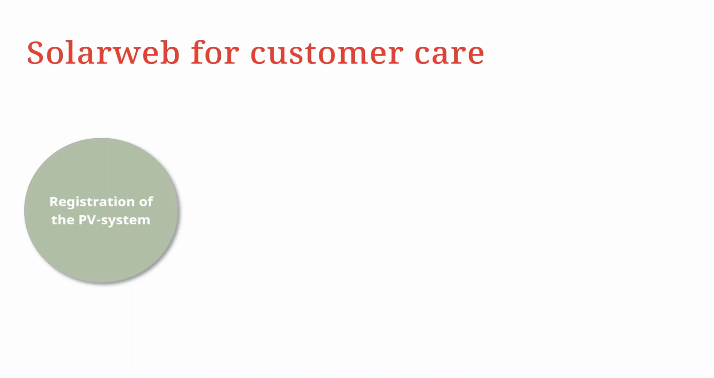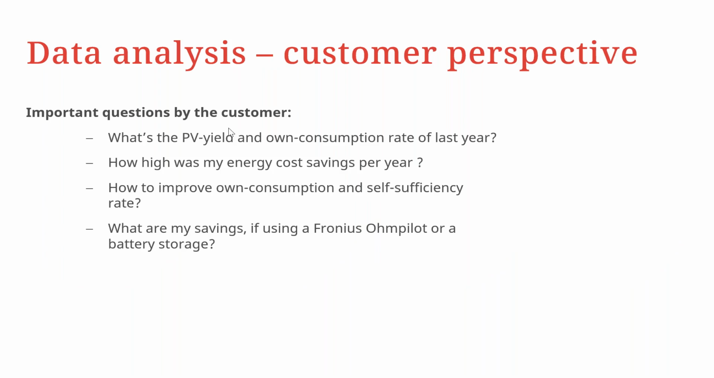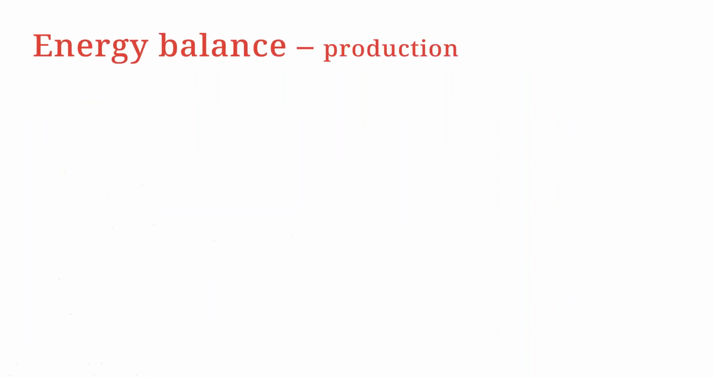The data analysis. The system extension when making use of analysis. So from the customer's perspective, important questions by the customers themselves. What's the PV yield and own consumption rate of last year? How high was energy cost savings per year, for example? And then also how to improve consumption and self-sufficiency rates. What are my savings if using a Fronius Ohmpilot or battery storage in the system? So how can you as the customer benefit, for example?